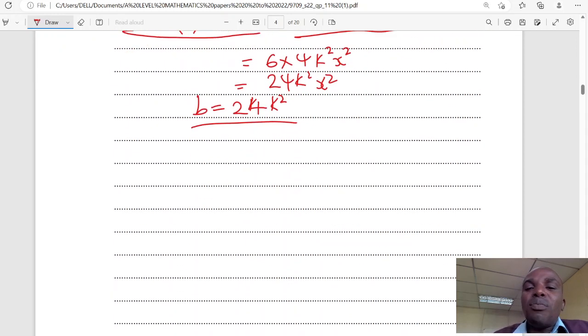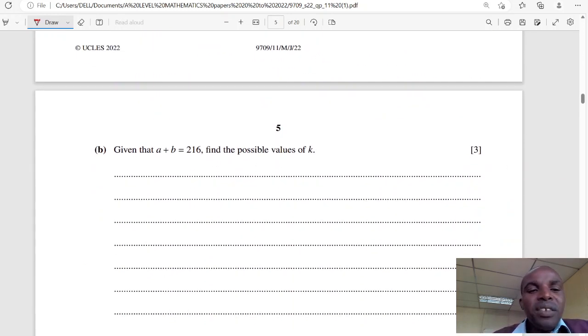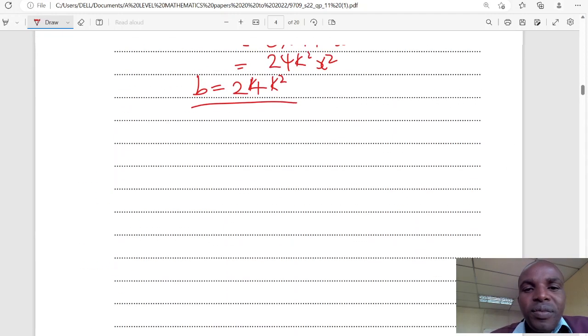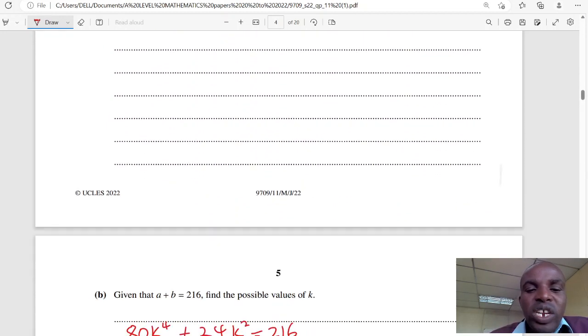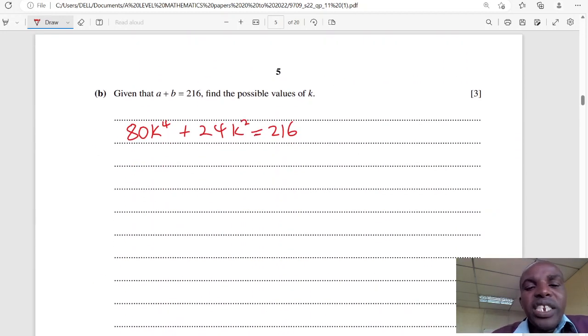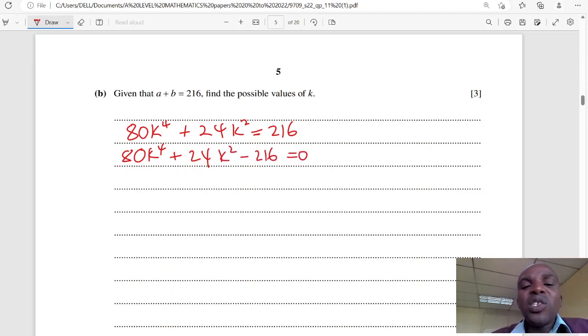Then a is 80k to the power 4. Right, next part, b. Given that a plus b is equal to 216, find the possible values of k. What is my a? It is 80 k to the power 4. What is my b? It is 24 k squared. Then it's equal to 216. Let me confirm. Yes, it's 80k to the power 4 and 24k squared. Then you can take everything to one side: 80k to the power 4 plus 24k squared minus 216 is equal to 0. Right, equations of this type, they always lead you to quadratic equations, right?